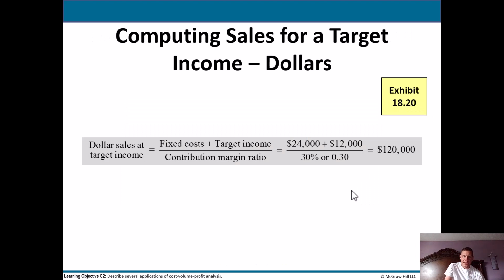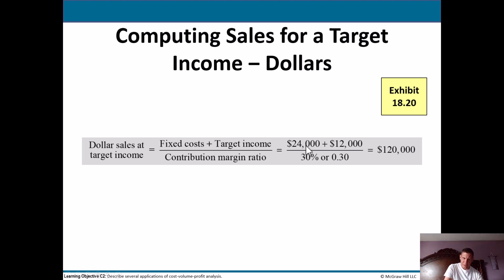All right, what about computing sales for a target income? Just FYI, if you go back and look at the formula for break-even sales in units, it was basically fixed cost over CM. Notice here that the only real difference is they kept the formula the same, but now we're dealing with target income. They just added the target income to the numerator. So it's like saying, we now want to cover our fixed costs, and on top of that, whatever income we want to make.